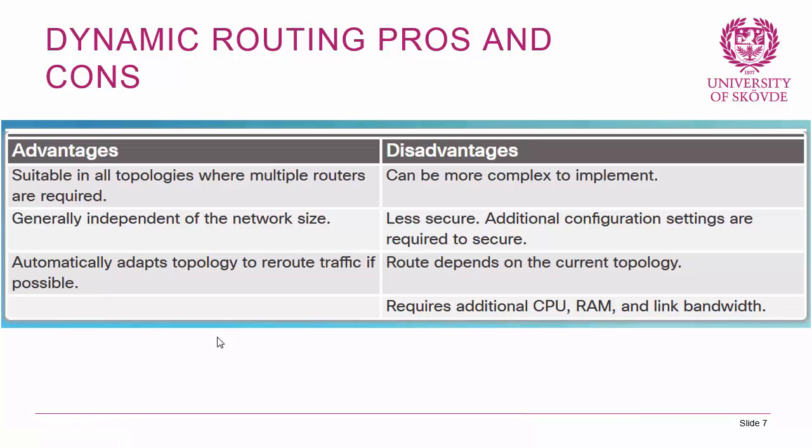So on the negative side, they can be more complex to implement. Yep, they can be less secure, as we just discussed, but there are configuration settings that you can use to still enhance the security. Also, the route will depend on the current topology, which makes it quite hard to predict where traffic will go. And it also requires some additional CPU, RAM, and link bandwidth to share information and to calculate the best path and so on and so forth.